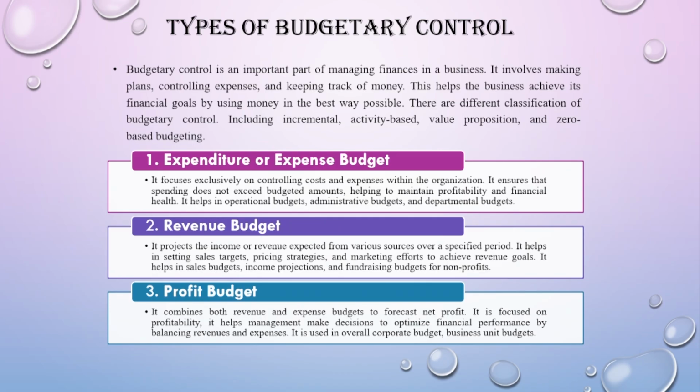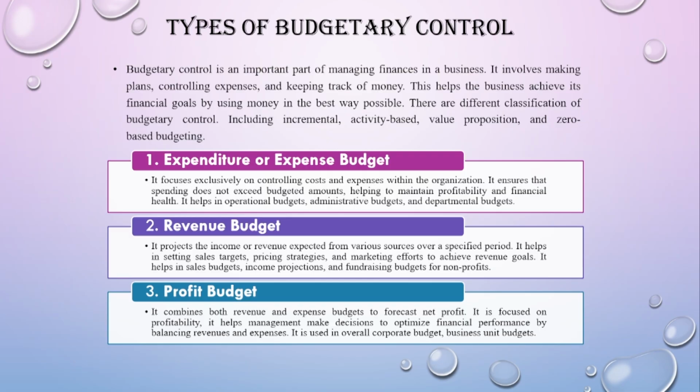The expenditure or expense budget. First of all, what is the expenditure or expense budget? It focuses exclusively on controlling costs and expenses within the organization. It ensures that spending does not exceed budgeted amounts, helping to maintain profitability and financial health. It helps in operational budgets, administrative budgets, and departmental budgets.